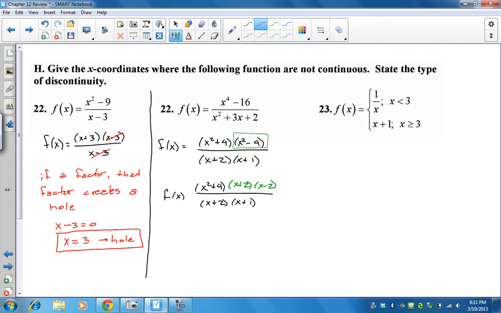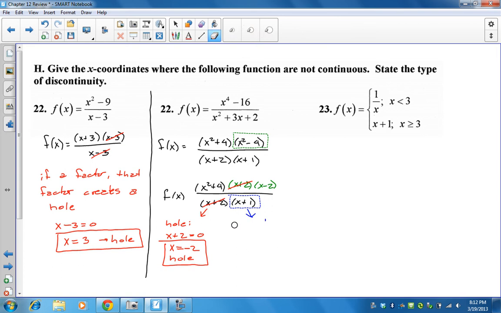And then I cancel x plus 2. And if something cancels, that means there's a hole. So I have a hole wherever x plus 2 is equal to 0. And that happens at negative 2. So x equals negative 2 is a hole. And then if you have any factors remaining, x plus 1 did not cancel. So if you have any factors remaining in the denominator, that is an infinite discontinuity.